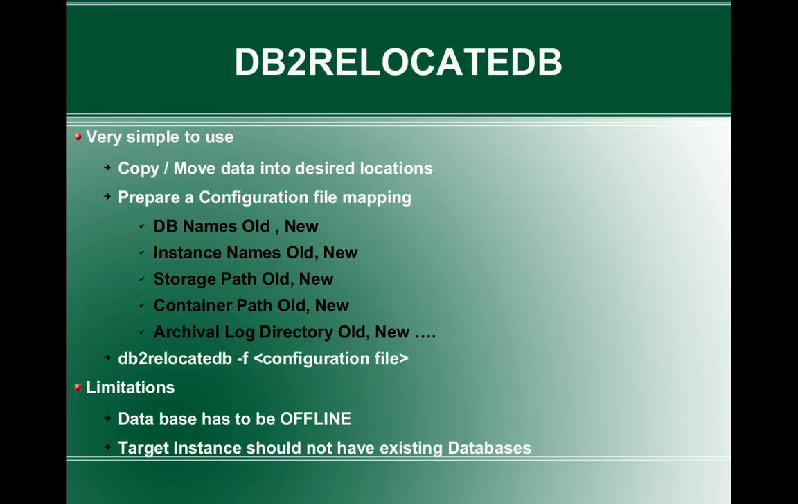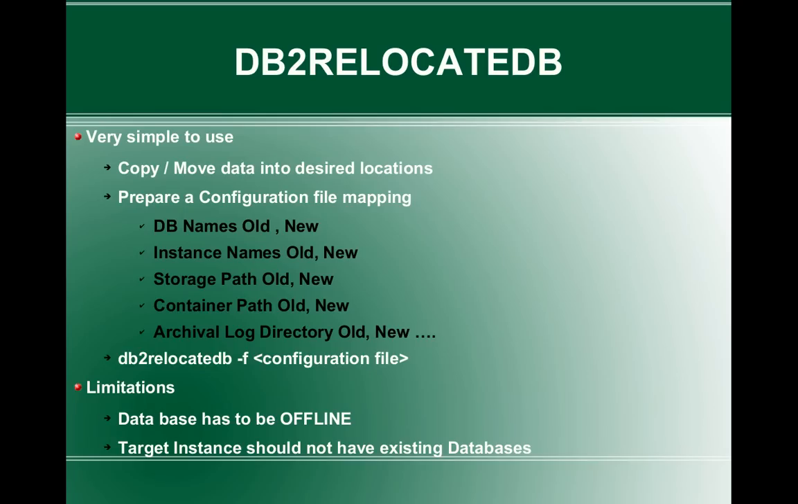Okay, now what are the limitations? Again, the source database has to be offline, because we are copying or moving the data into the desired location, right? If some other DB2 process is changing the data inside the files at that time, then it will not be consistent, and we cannot be sure that it is a consistent database. So the source database has to be offline, and the target instance should not have any existing databases.